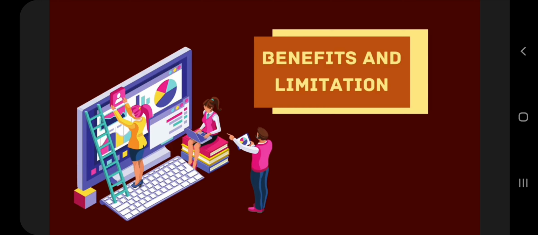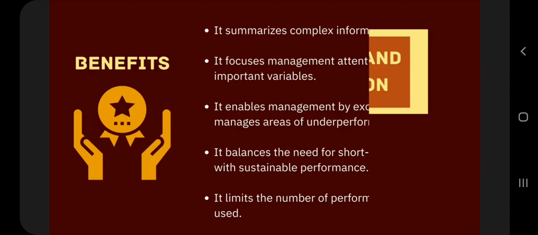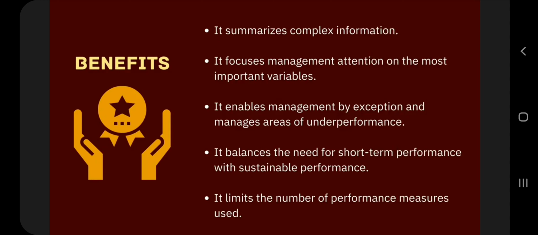To continue, Balanced Scorecard also has benefits and limitations. We listed here 5 benefits of Balanced Scorecard. First, it summarizes complex information. Balanced Scorecard brings together many of the different elements of a company's business and strategy into a single report. This can make the decision-making process more efficient.